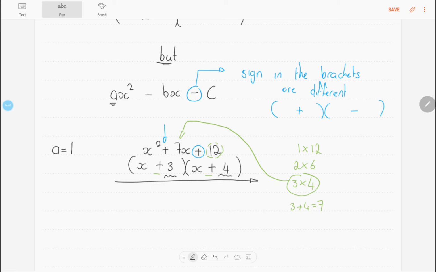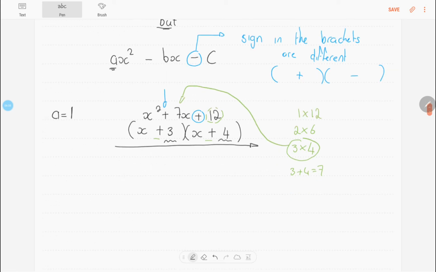Okay, cool. Just remember that if we had to FOIL this out, we should get back to our original. That's how we know that we have done it right. Okay, so if you have time in your test and your exam, just FOIL your answer out, and see if you get back to your question. So we should get back to there if we've done it correctly.